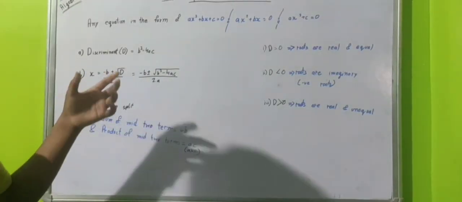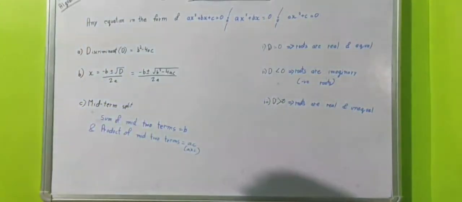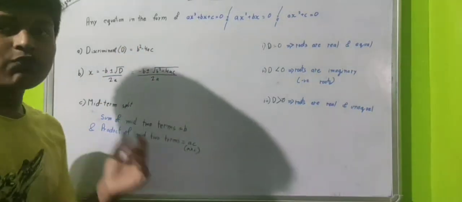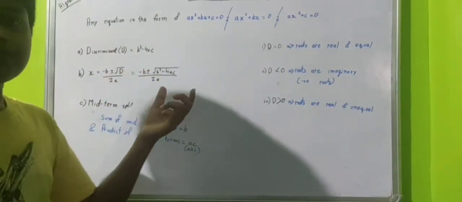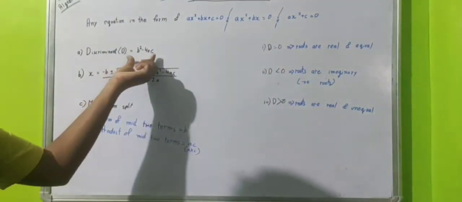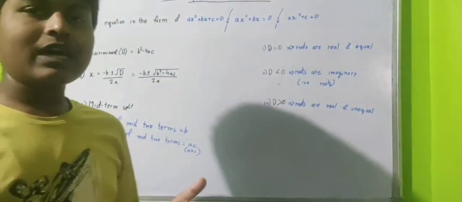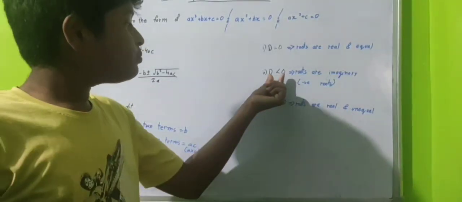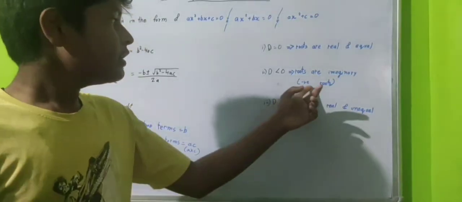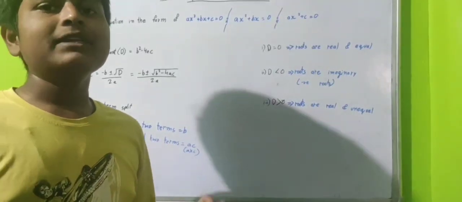First is the discriminant rule. It is to check whether the roots are real or equal, imaginary or unequal. The formula of discriminant, symbol is D, is b square minus 4ac. Means the square of the middle term minus 4 into first term into the third term, that is 4ac. If the discriminant D is equal to 0, then the roots are real and equal. If it is smaller than 0, means the negative value, then the roots are imaginary. But if the discriminant is greater than 0, then the roots are real but unequal.